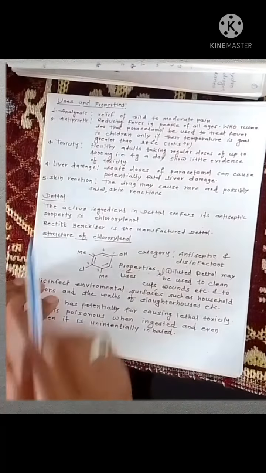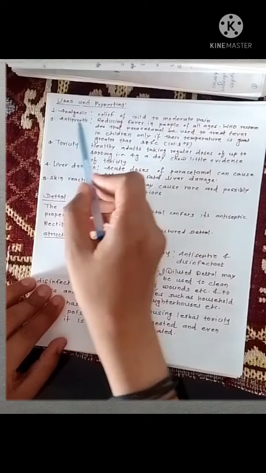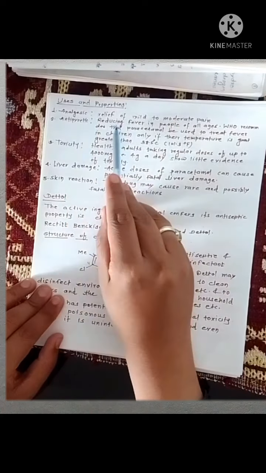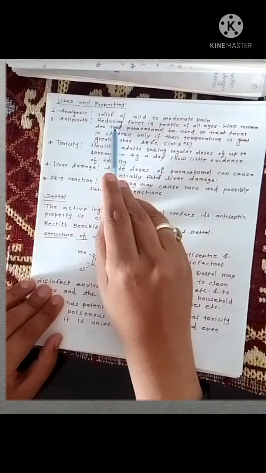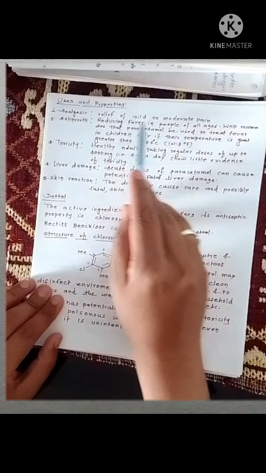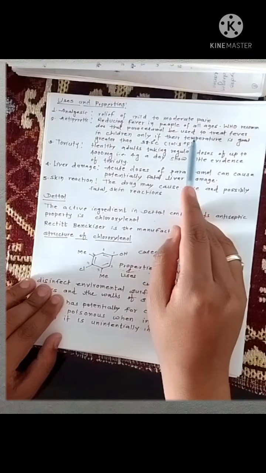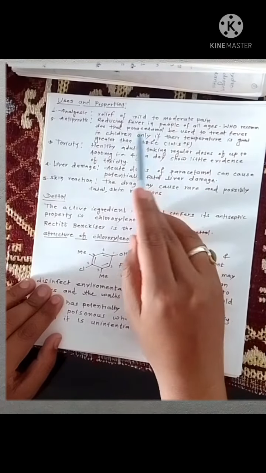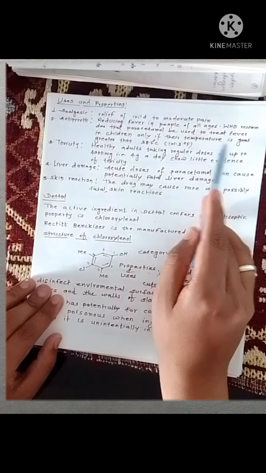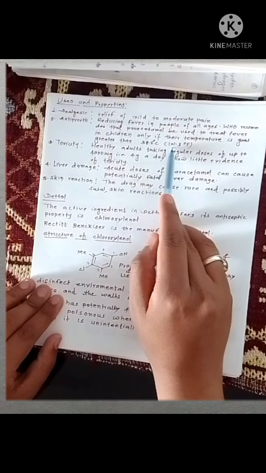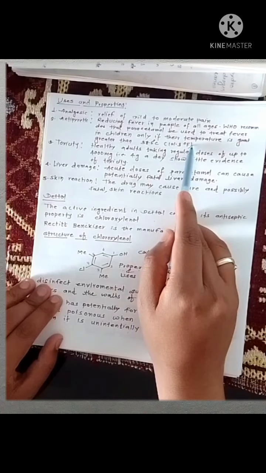So what are the uses and properties of paracetamol? It is used as an analgesic, that is, to relieve mild to moderate pain. Antipyretic: it is used in reducing fever in people of all ages. It is recommended that paracetamol be used to treat fever in children only if their temperature grows greater than 38.5 degrees centigrade, that is 101.3 Fahrenheit.